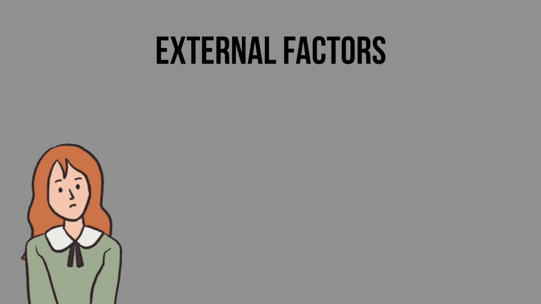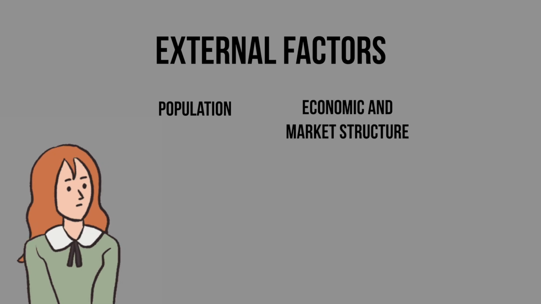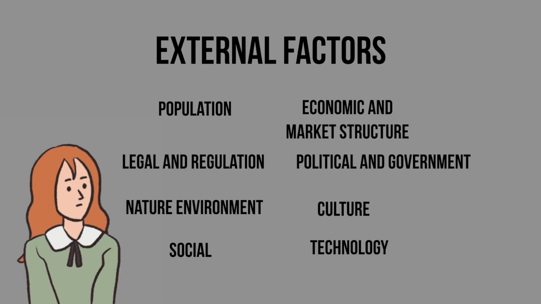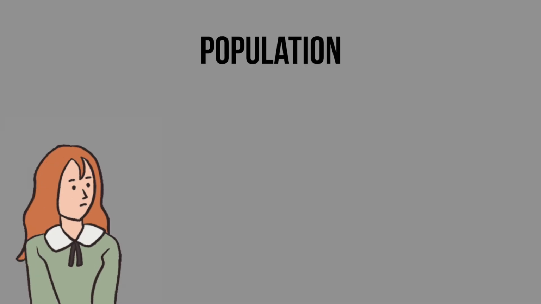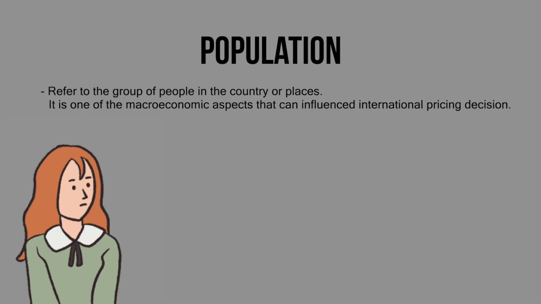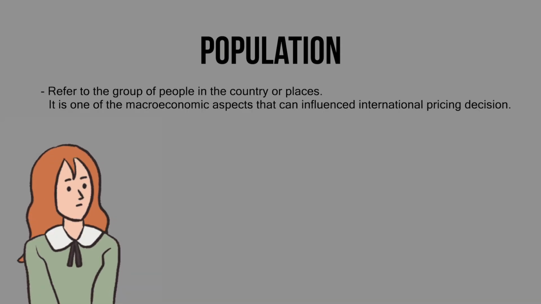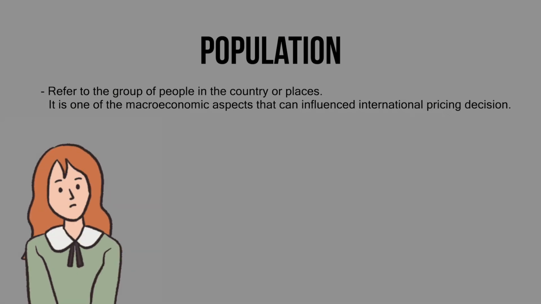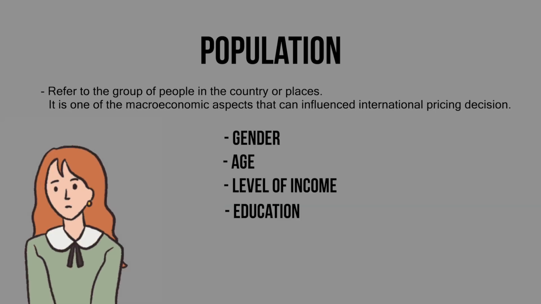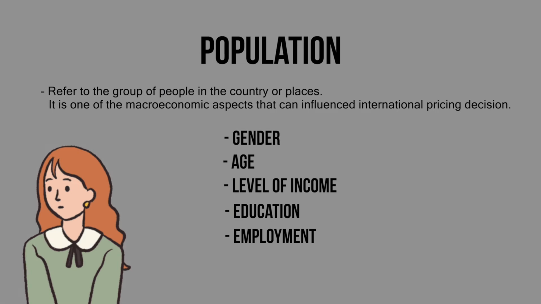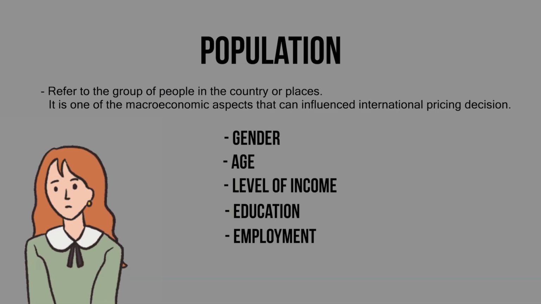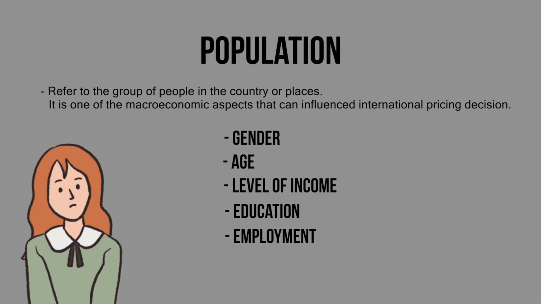That's all for internal factors. Now we move to the external factors. There are numerous factors that influence international pricing strategy. First is the country population, which refers to the group of people in the country or places. It is one of the macroeconomic aspects that can influence international pricing decisions. Each person's gender, age, level of income, education, and employment are all demographic elements that need to be considered before making price decisions. Different price tactics will be required to attract different types of persons.